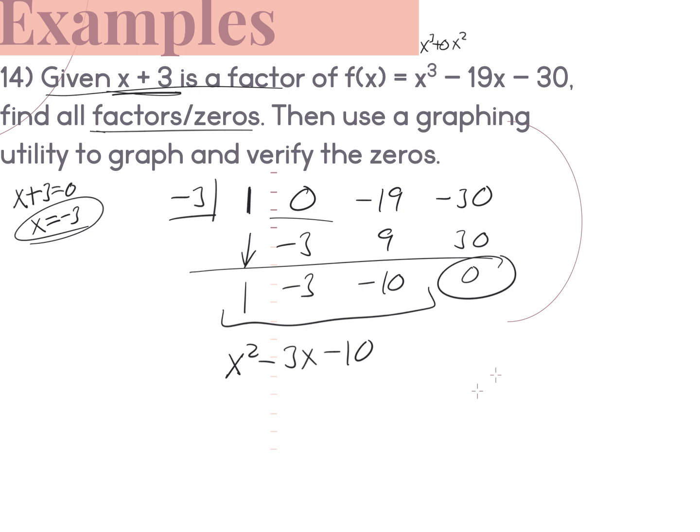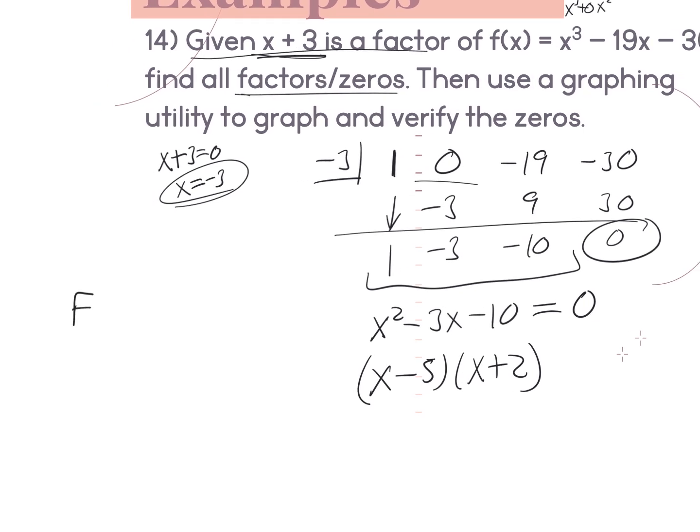And then if I want to find all of the zeros and the factors, I'm going to set this equal to 0 and solve. So x squared minus 3x minus 10 is going to factor as x minus 5 and x plus 2. So these are my factors, and I'll write that off to the side. Let's say on the quiz or test I asked you to find all of the factors. All of my factors are x plus 3 because that's what we were given, x minus 5 and x plus 2 because that's what we just found.